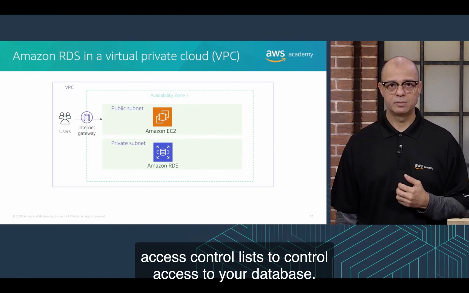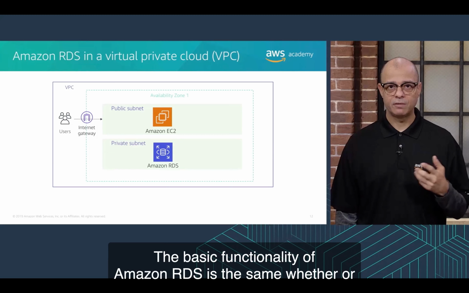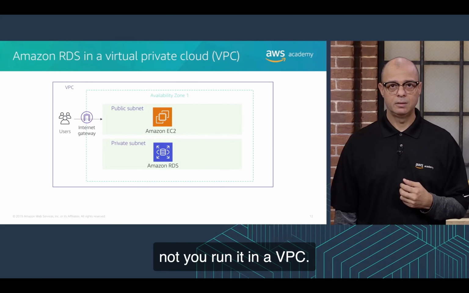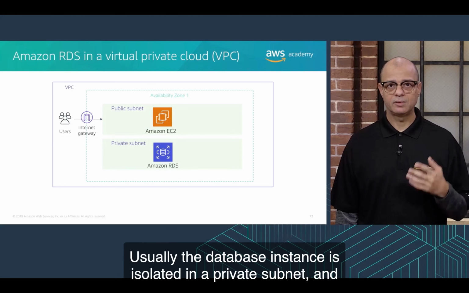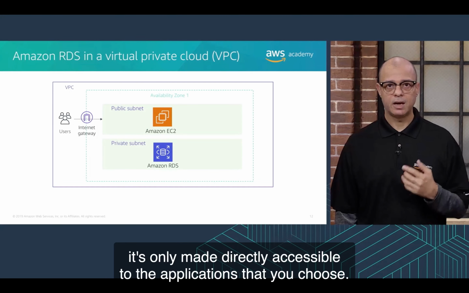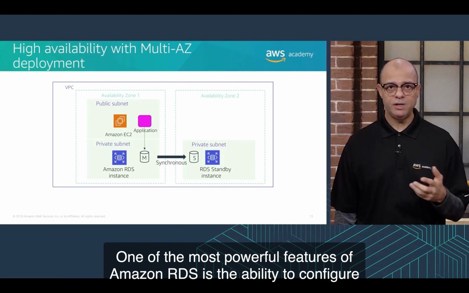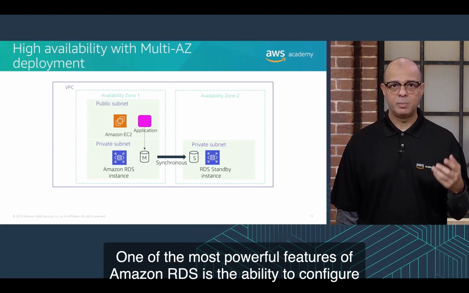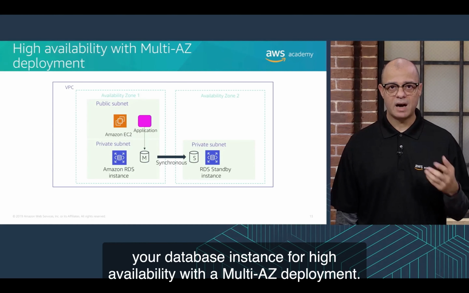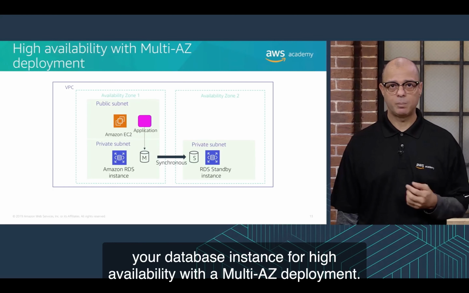The basic functionality of Amazon RDS is the same whether or not you run it in a VPC. Usually, the database instance is isolated in a private subnet, and it's only made directly accessible to the applications that you choose. One of the most powerful features of Amazon RDS is the ability to configure your database instance for high availability with a multi-AZ deployment.